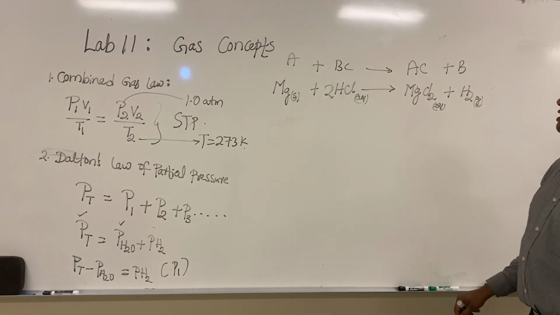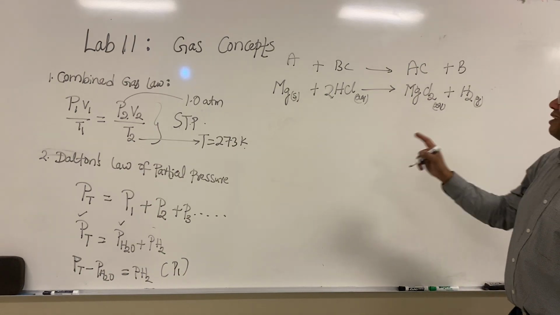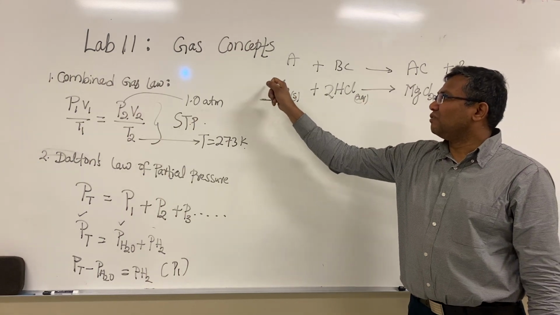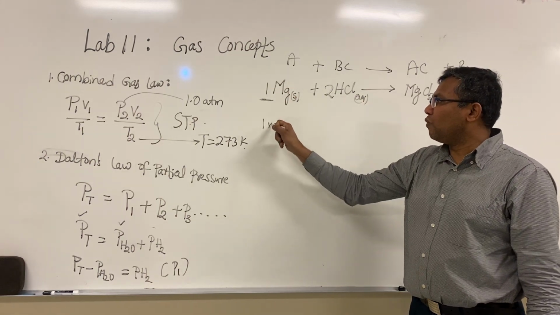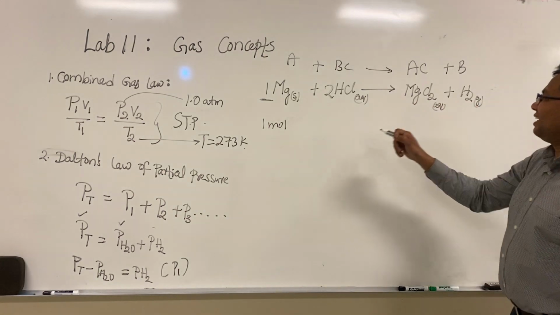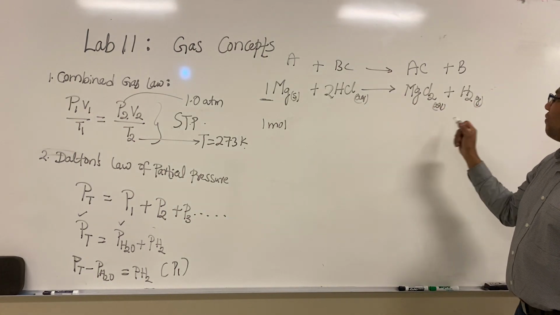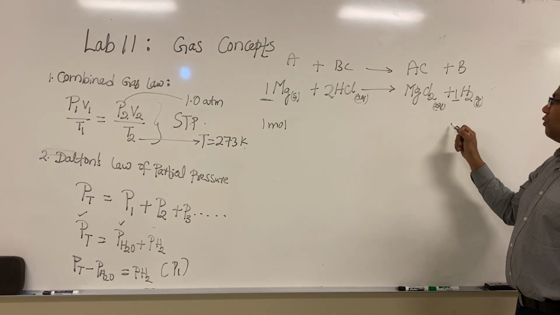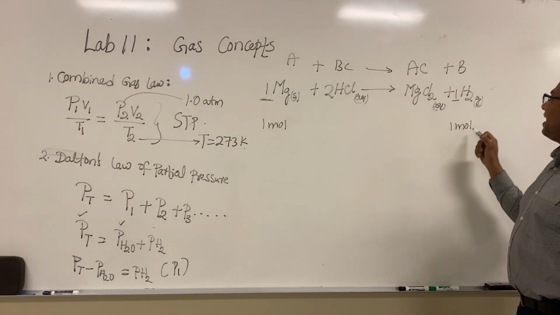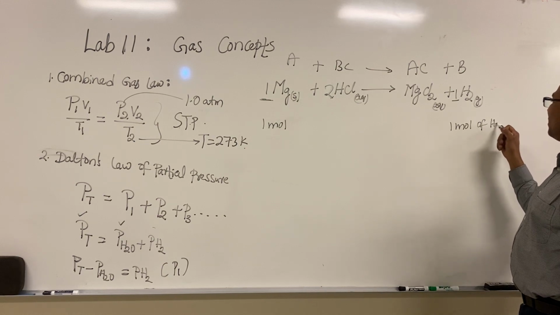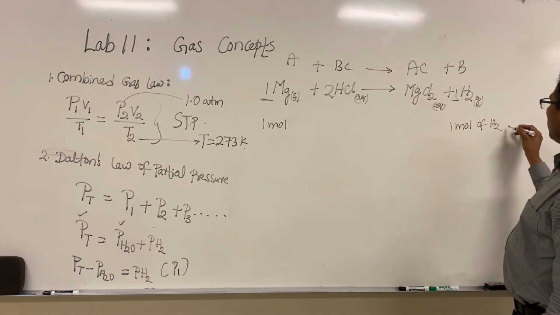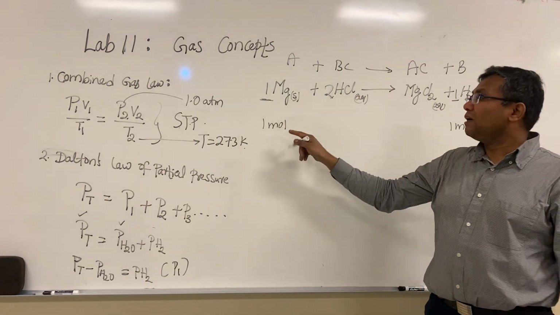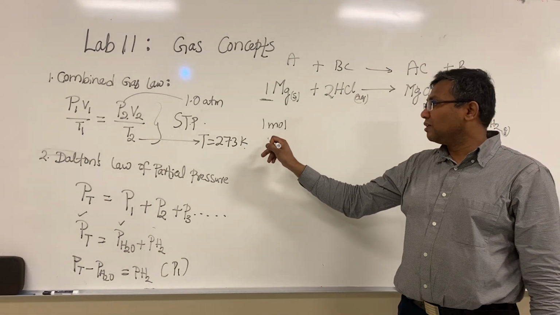So now we're going to see, if I ask you how many moles is this? There is no number, so it's 1. So 1 mole of this gives you how many moles of hydrogen? There is no number, so it's 1 mole. So 1 mole of hydrogen gas is given. So if I take 1 mole of magnesium, which is equal to how many grams?